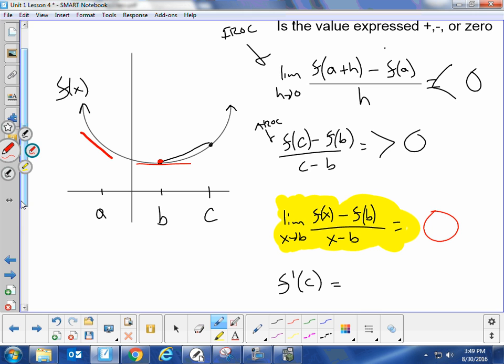What about this? F prime of c. This is the easiest one to understand. What's that, Mr. Wright?